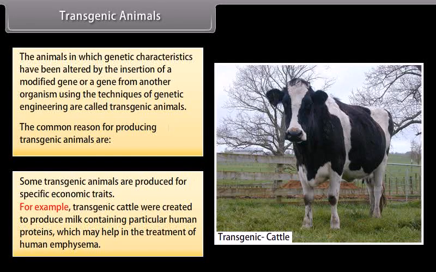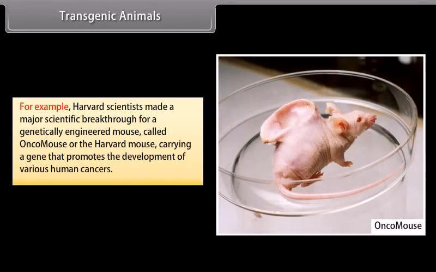For example, Harvard scientists made a major scientific breakthrough with a genetically engineered mouse called the oncomouse or the Harvard mouse, carrying a gene that promotes the development of various human cancers.